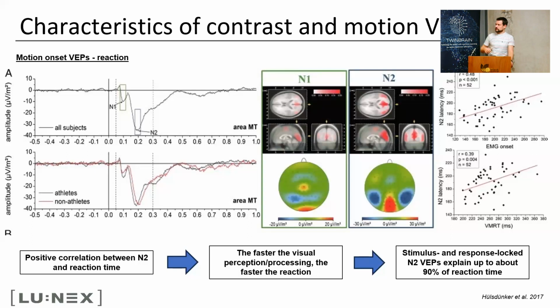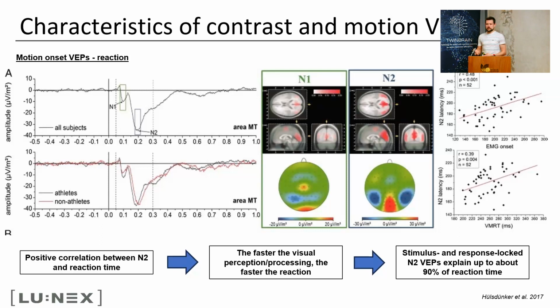If you have a look at the lower part of the figure, again with the two colors, athletes in black, non-athletes in red, we have the same pattern of result, that the athletes' curve is shifted to the left. We see again the localization in the motion sensitive area NT, on both sides of the cortex. And we also see a correlation between the latency of the N2 and the EMG onset. So we were measuring the EMG onset for the index finger and also the visual motor reaction time. This is what this VMRT stands for. Okay, so when they have actually pressed the button.